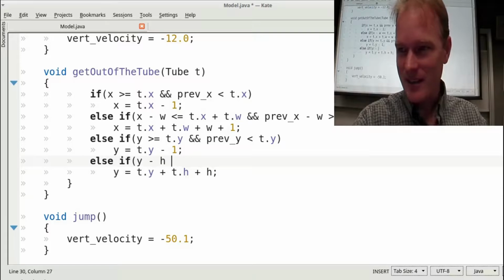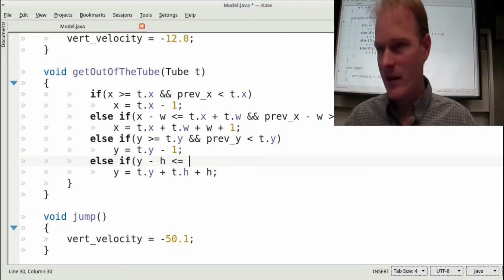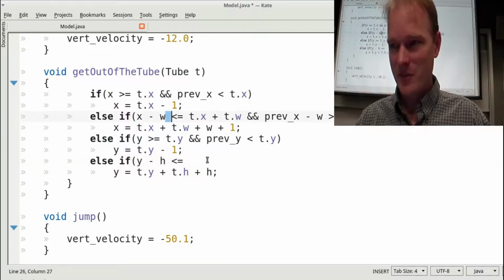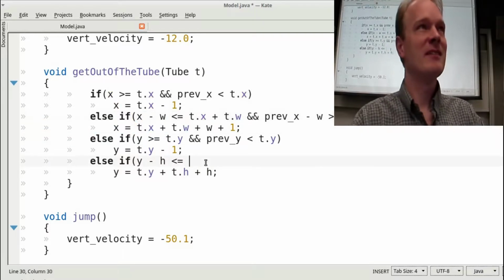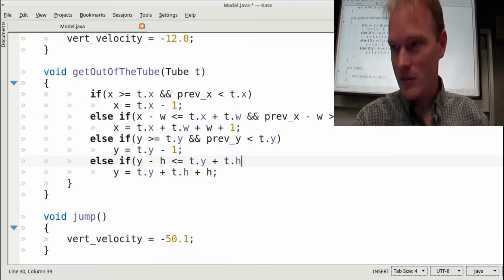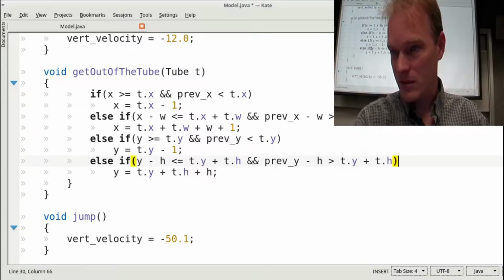Y minus height less than or equal to. I'm actually not even thinking right now. I'm just copying this line, but I'm translating x to y's and w's to h's. See why I'm doing that? Because it's symmetric. Okay, good. Tube.y plus tube.height and prev y minus height is more than tube.y plus tube.height.